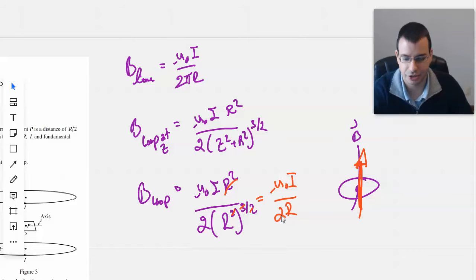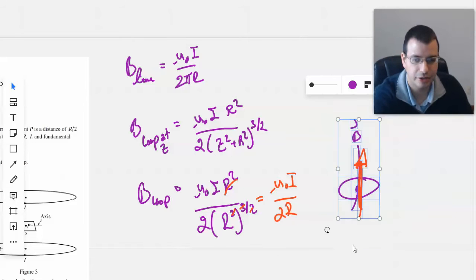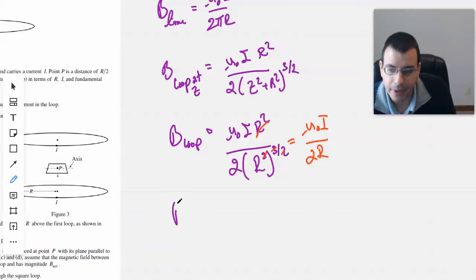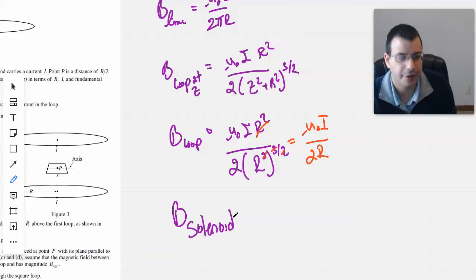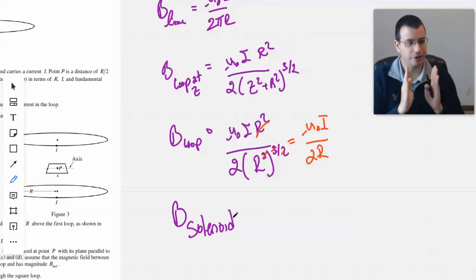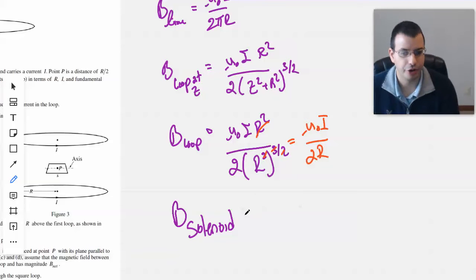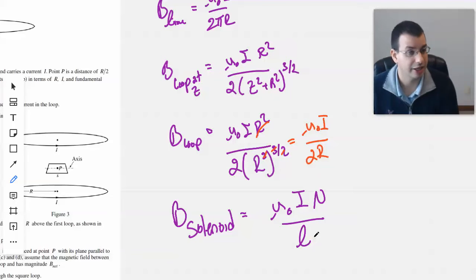Oh, I forgot the solenoid. Magnetic field due to a solenoid. This assumes that the magnetic field within the solenoid is uniform, which is a reasonable approximation depending on how good an approximation you need, which is mu naught I times the number of loops divided by the length of the solenoid.